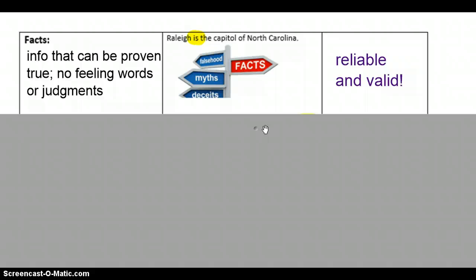Raleigh is the capital of North Carolina. The word "is," I highlighted, and you can highlight it too, because when we get a word like "is," that's very different from a word like "I think" or "I feel" or "should" or "would." The word "is" is a fact type of word. We know that facts are reliable and valid. So that's what you're going to write in the last box: reliable and valid.